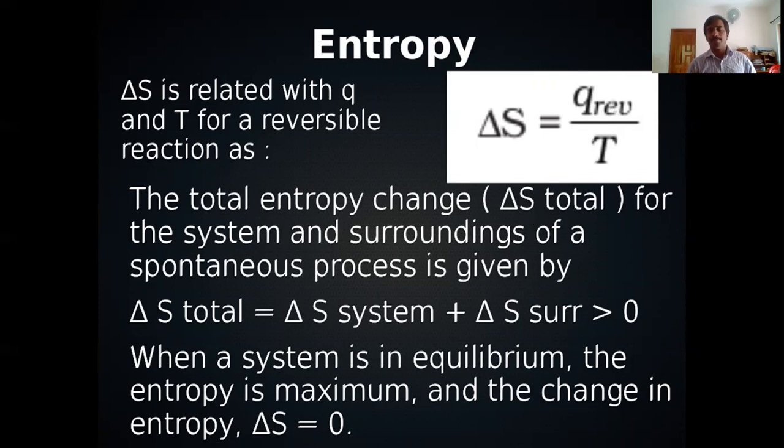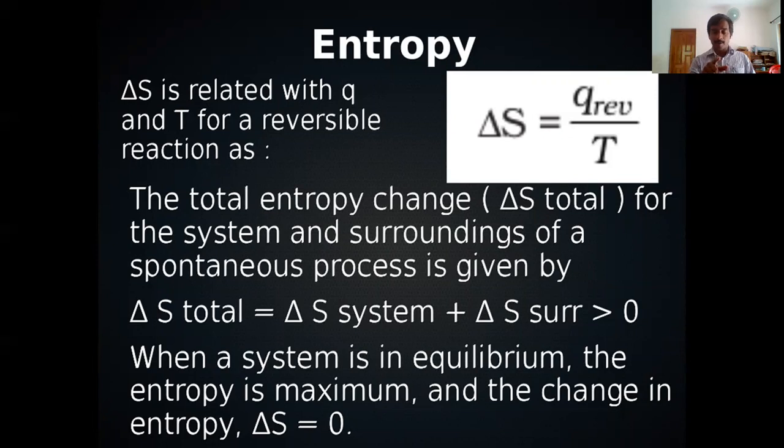Now, what is meant by total entropy change, delta S total? Here, you have to remember the definition of the system. What is a system? The part of the universe under investigation. And surroundings, the rest of the universe. So, system plus surroundings equals universe. So, total entropy means entropy of the universe. What is happening to the entropy of the universe? That is the question here. So, delta S total means delta S system plus delta S surroundings. That means entropy of the universe. So, during a spontaneous process, delta S total is greater than 0. That means positive.